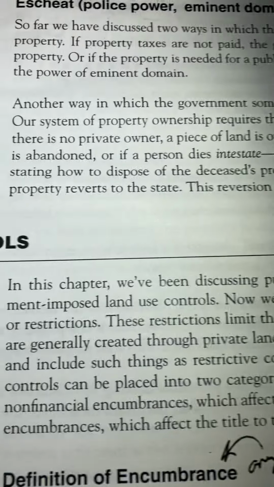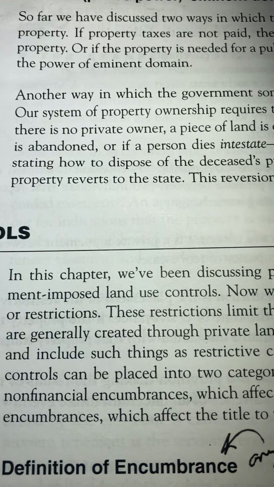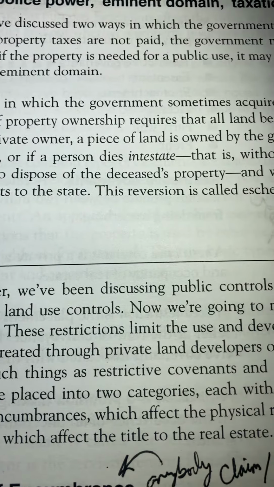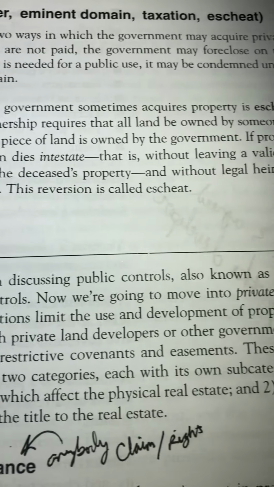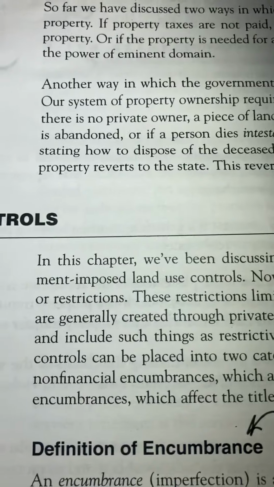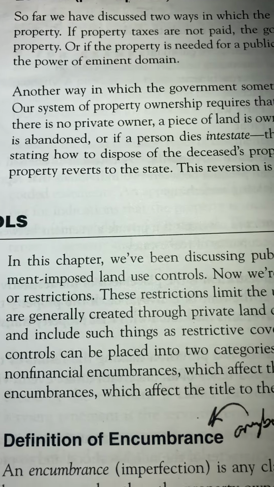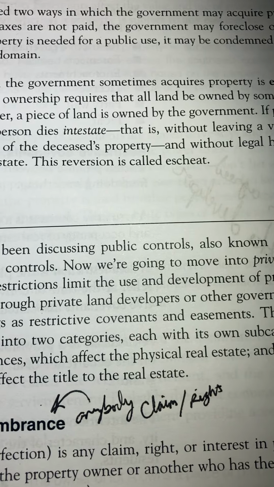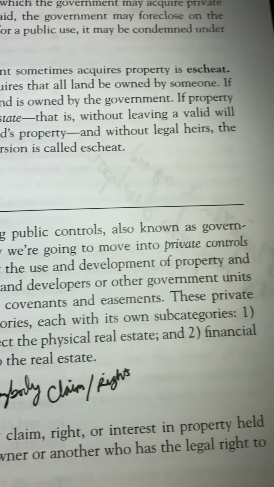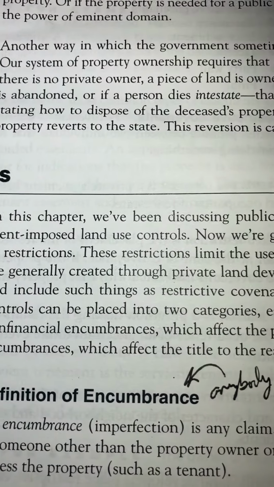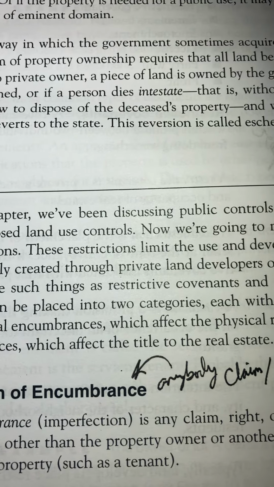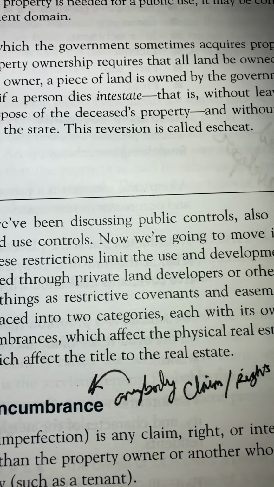If property is abandoned, or if a person dies intestate, that is, without leaving a valid will stating how to dispose of the deceased's property, and without legal heirs, the property reverts to the state. This reversion is called escheat.